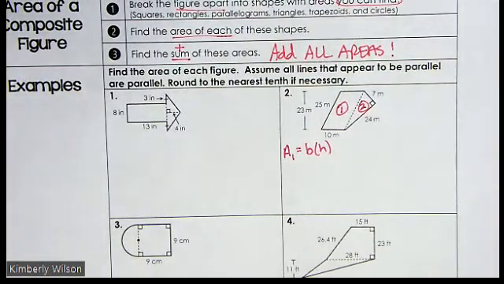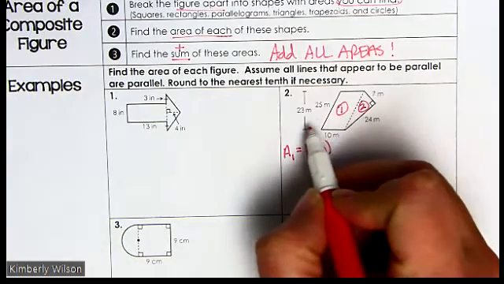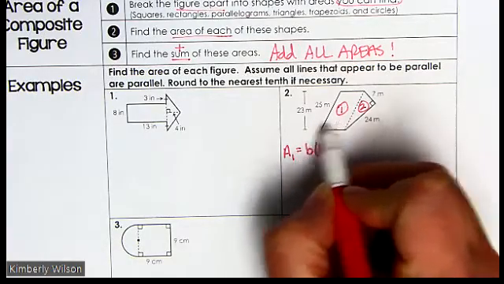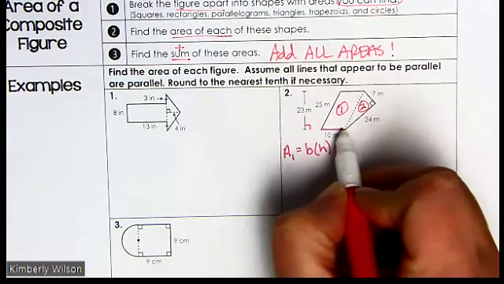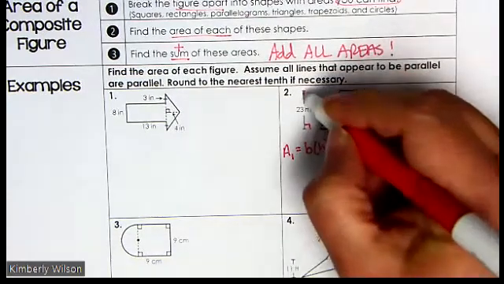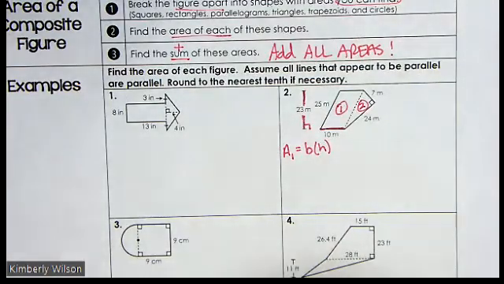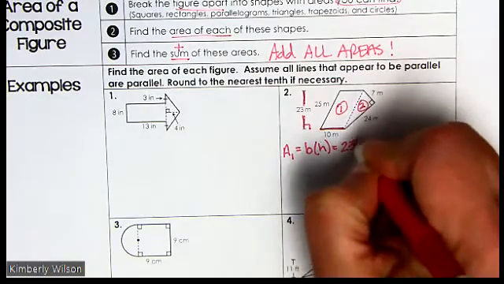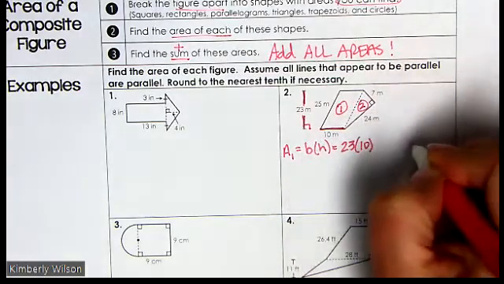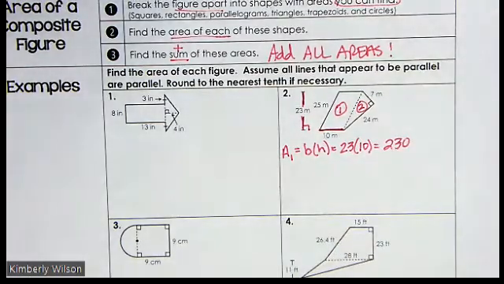Now, a lot of us need to make sure that we label what's that. Okay, so when I'm looking at this, remember, it's the dimensions that make a right angle. Well, it's not seen right here, but you can assume that this side and this side make that right angle. So therefore, my dimensions are 23 times 10, which gives me 230.